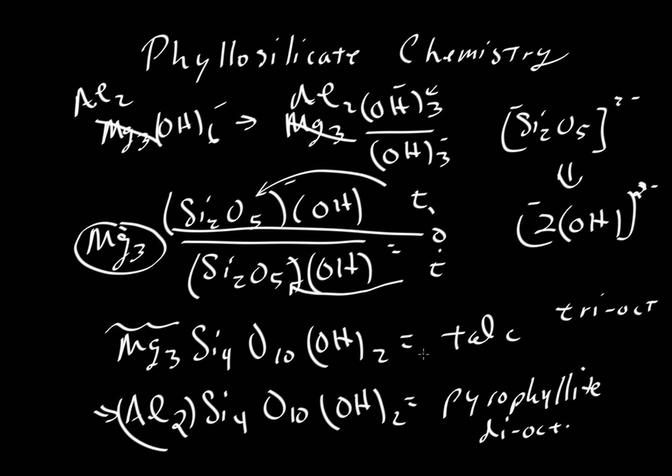Let's look at some other variations on this theme. So we have the TOT layers, and then some weak van der Waals bonds, and then another TOT layer, and then some weak van der Waals bonds. We'll try one more little triplet here, TOT. Well, we can fill in those gaps.